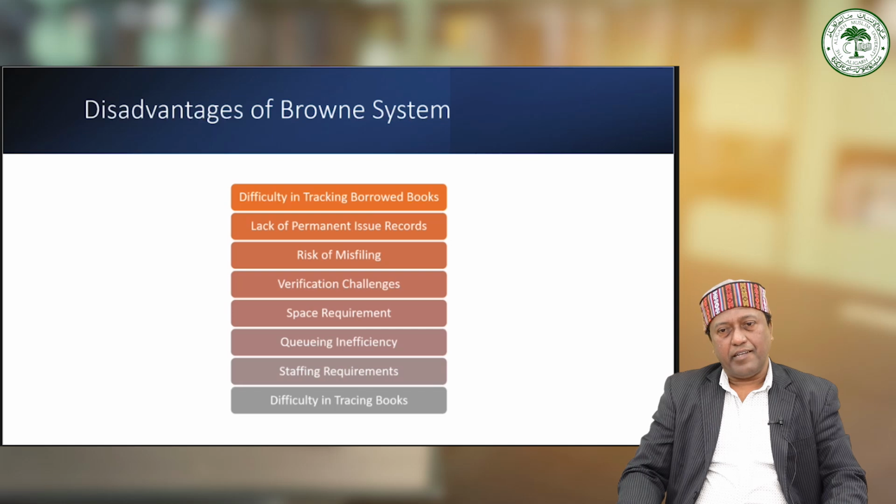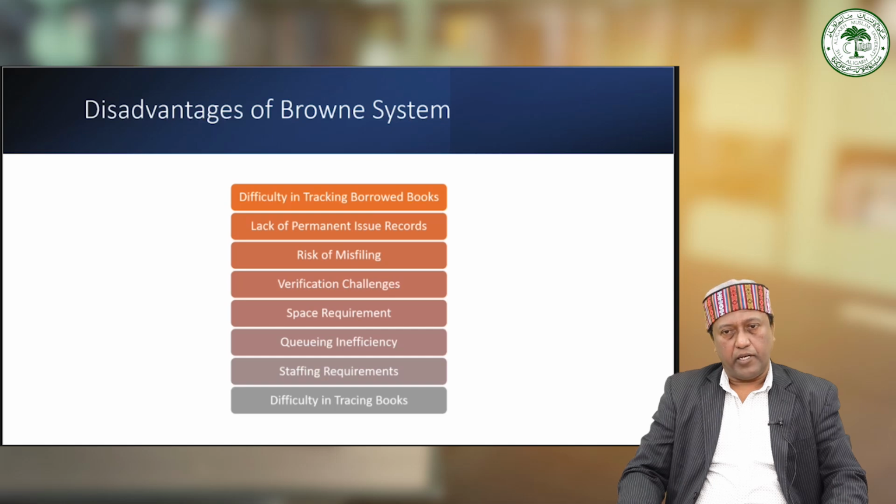Then, space requirement. The system requires significant space for keeping the issue records, which can be a limitation for libraries with limited space availability. Suppose you have 2 months of transactions; that means you require 2 big charging trays, which have a minimum holding of 3000 cards. If the waiting period is 3 months, you need 3 charging trays. So it requires a lot of space. Space is also one of the issues with the Browne system.